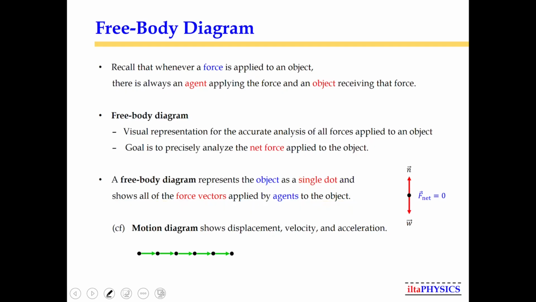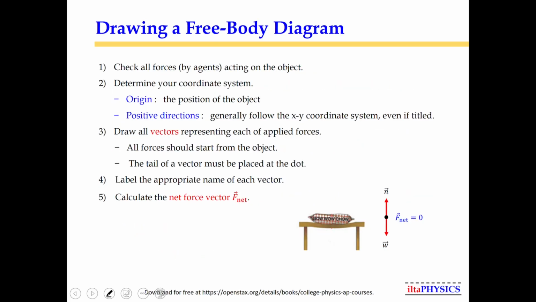Look at the diagram on the right. There's one object, shown as a single dot, and two forces acting on it: gravity pulling down and the normal force pushing up. Since they're equal and opposite, the net force is zero. This is similar to the motion diagrams we looked at earlier. Those show displacement, velocity, and acceleration of a motion, while free body diagrams show forces. Let's draw a diagram now.